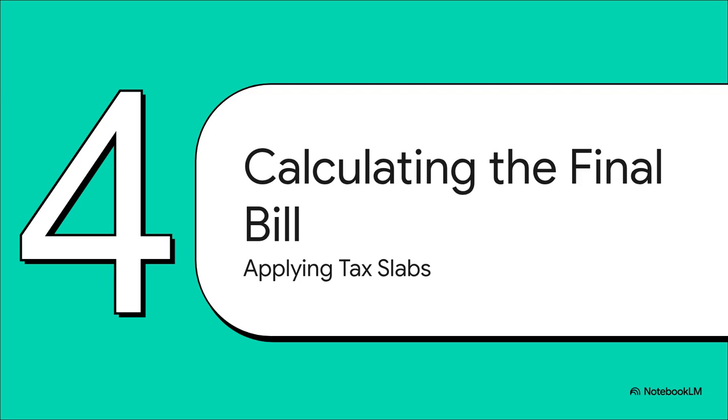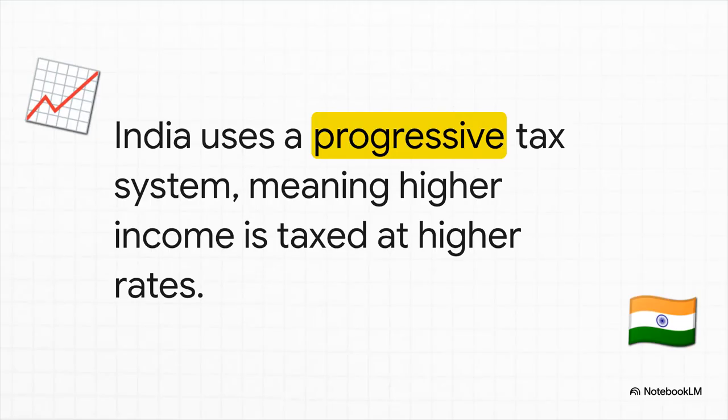All right, we've sorted our income, we've taken our deductions, and we've got our net taxable income. It's time for the grand finale, calculating the actual tax bill. Now, this is a super important concept. India's system is progressive. It doesn't just slap one flat tax rate on everyone. Instead, it uses a slab system, which basically means the more you earn, the higher the percentage of tax you pay, but only on the higher portions of your income.